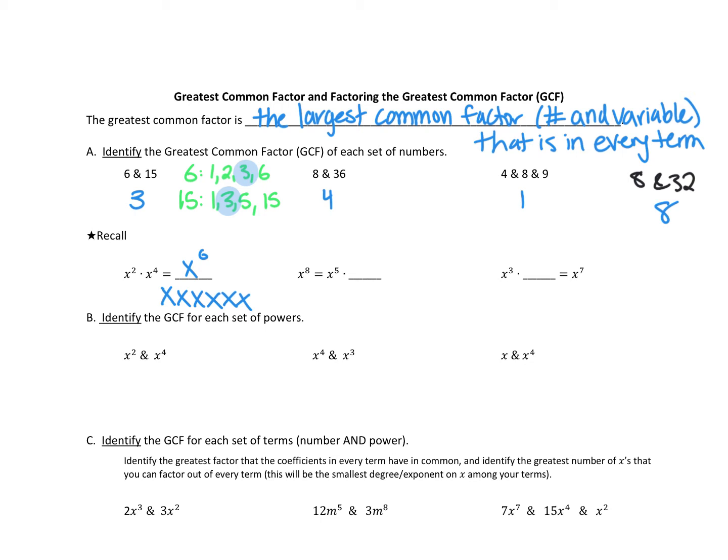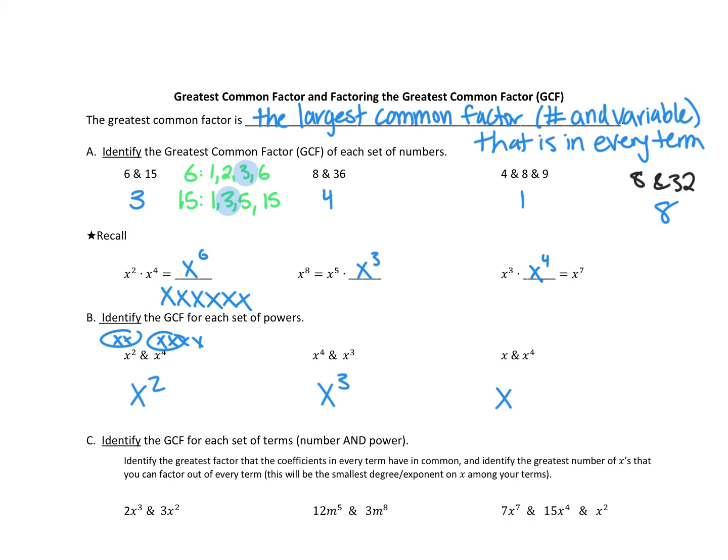So working backwards, x to the eighth has factors x to the fifth times x to the third, and x to the third times x to the fourth gives us x to the seventh. We add exponents when we are multiplying like bases. Therefore, the greatest common factor between x squared and x to the fourth is x squared. X to the fourth and x to the third is x to the third, and x to the fourth is x to the fourth.